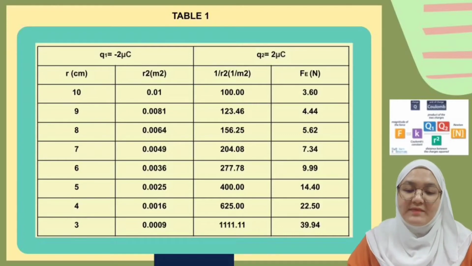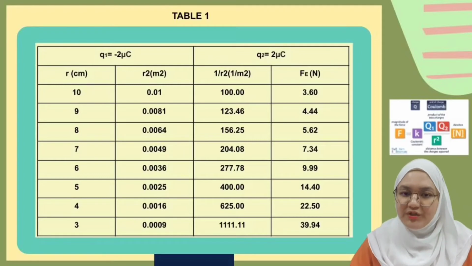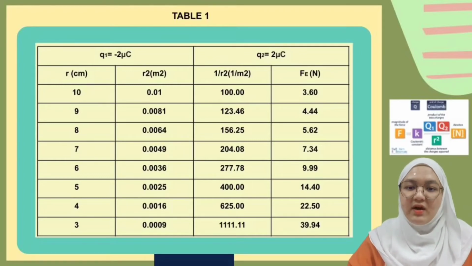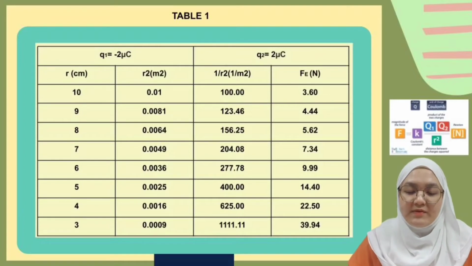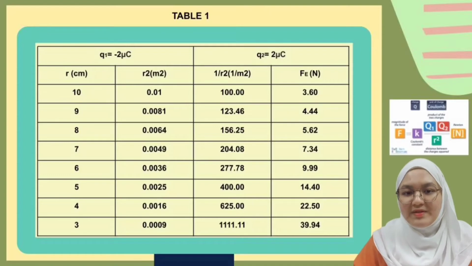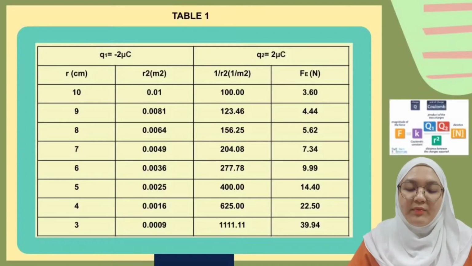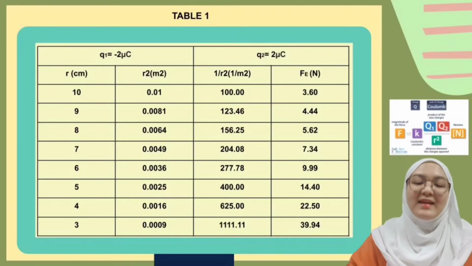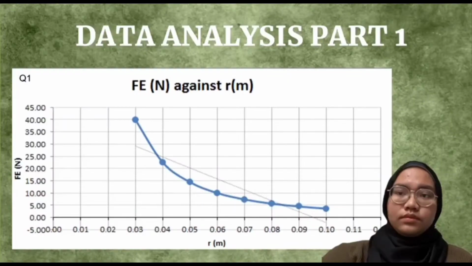which is F equals K times charge 1 times charge 2 divided by r squared. F is in Newton, K is a constant with a value of 9 times 10 to the power of 9, Q1 and Q2 are in coulombs. And the values obtained were 3.60, 4.44, 5.62, 7.34, 9.99, 14.40, 22.50, and last but not least, 39.94.